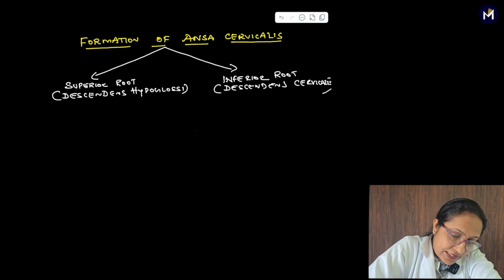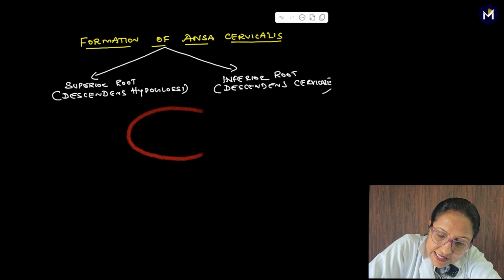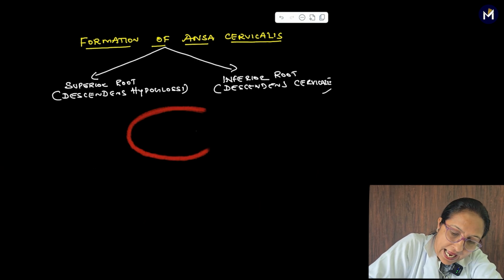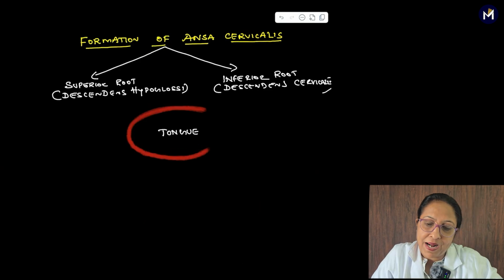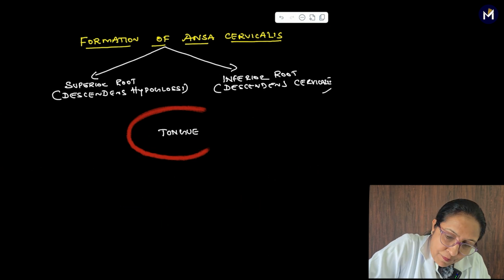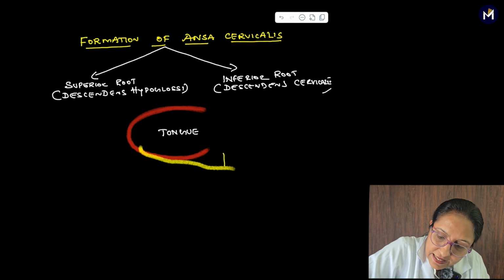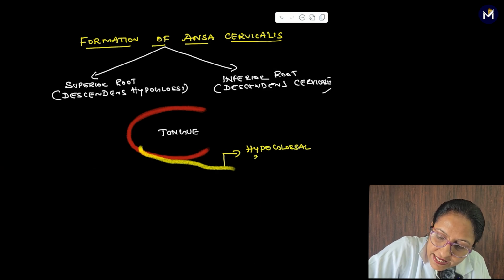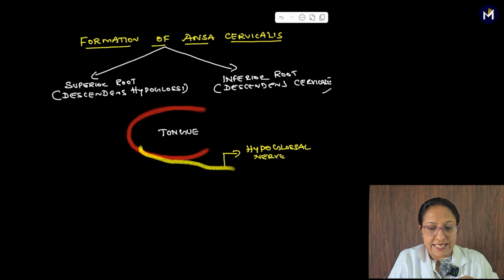So, start. First, we shall draw the tongue, the side view. This is the tongue. Label this as tongue. Tongue is supplied by the motor nerve, that is hypoglossal nerve. This is hypoglossal nerve. Label this as hypoglossal nerve, that is the 12th cranial nerve.